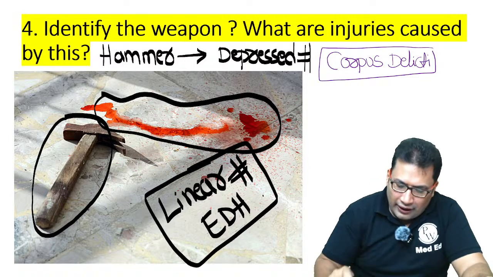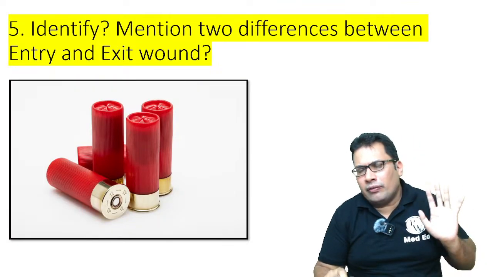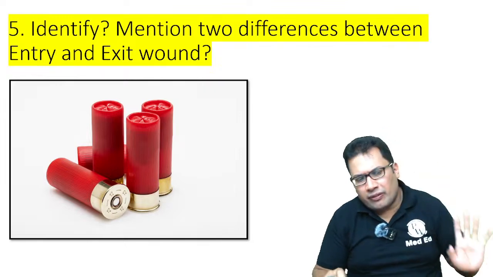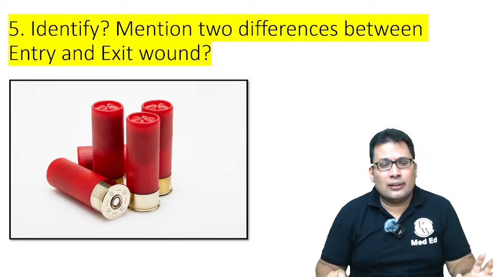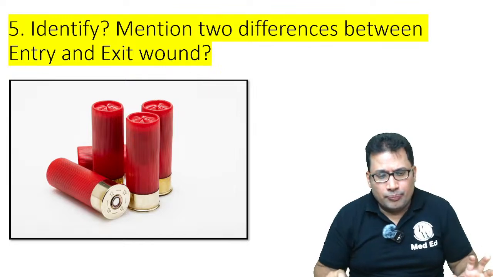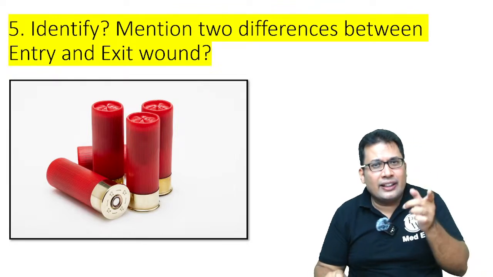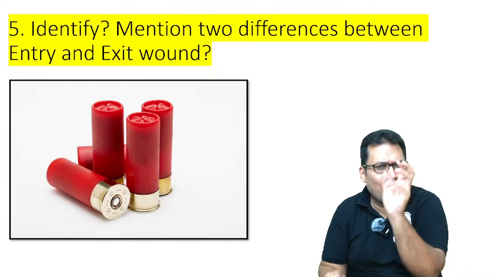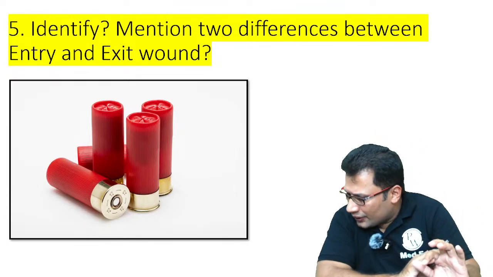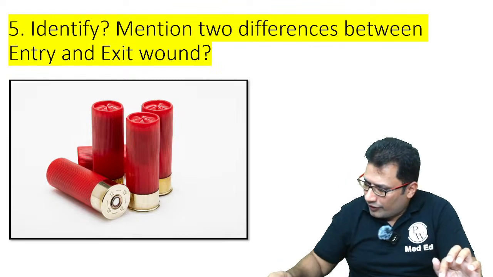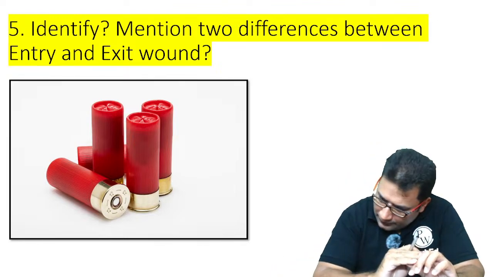Okay, fine. Next, a very important question from firearm. One question will be there from firearm. Identify the below specimen or particle. Mention two differences between entry and exit wound. This is typical forensic medicine. What is this? Anyone? Come on, guys.